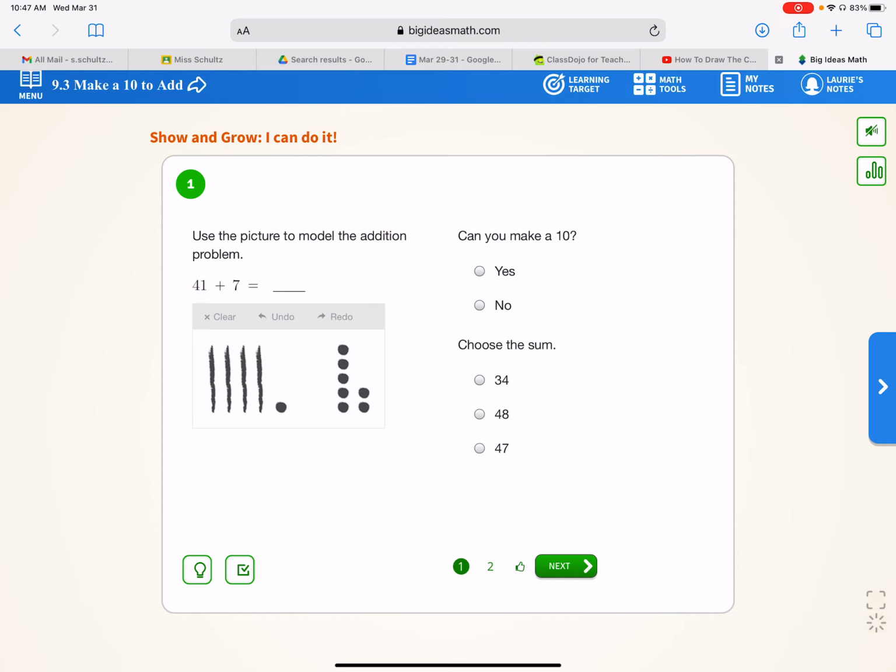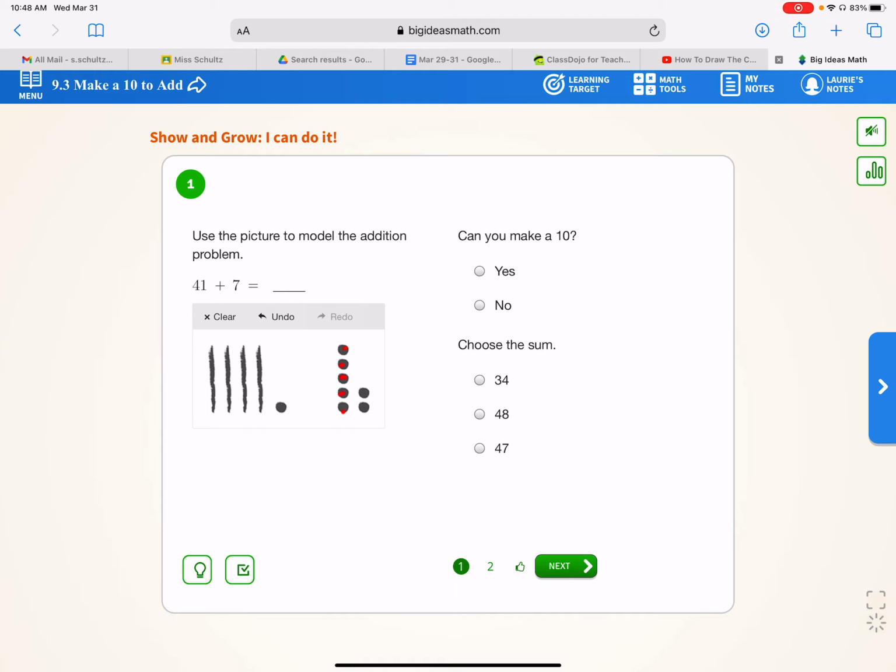Okay, 9.3. So we're in a new section in chapter 9. So we have the number models. We have 41 plus 7. If you look below, we have 4 sets of 10 to equal 40, and then we have one more set to equal 41, and then we have 1, 2, 3, 4, 5, 6, 7 ones left over.